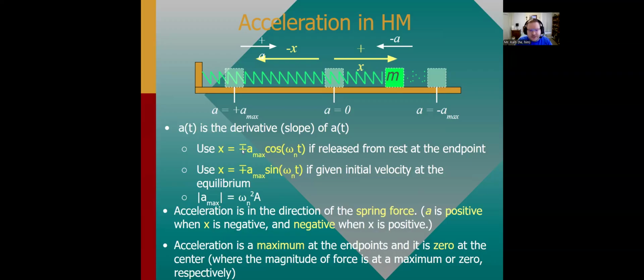That's why our position function was plus or minus. This is the reverse, minus or plus. So acceleration is in the direction of the spring force. It's positive when x is negative and negative when x is positive.